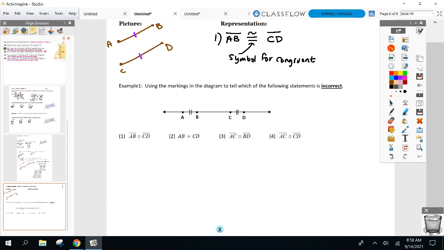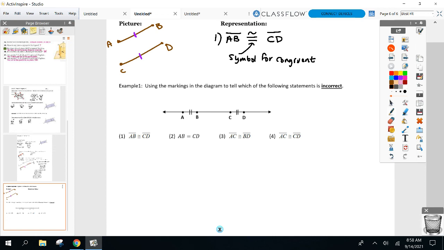Okay, ready? Is AB congruent to CD? Yeah, that's what the markings say, right? That's why I put those hash marks in. That means they're congruent. Now, notice number 2. I dropped the symbol, so is AB the same length as CD? Yeah, because they're congruent. That's what congruent means, that they're the same length. So 1 and 2 are perfect.